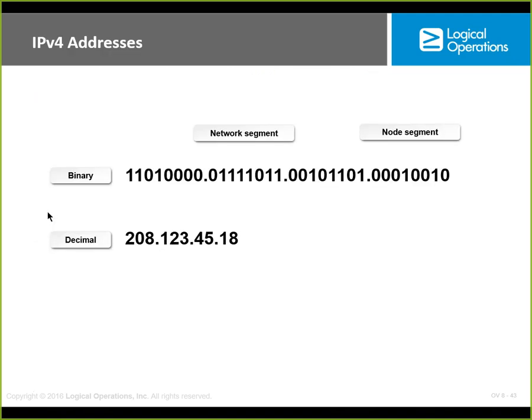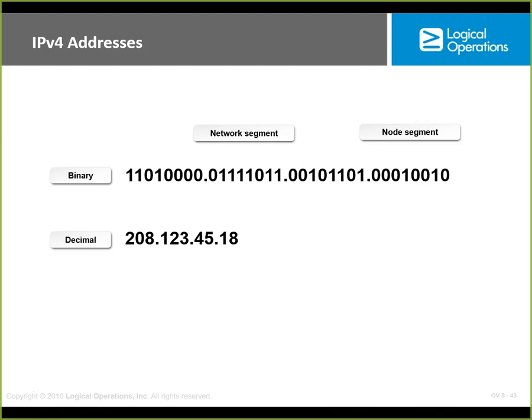IP address, the network segment. The next slide will show how we get this binary to decimal conversion. You have a binary to decimal calculator on Windows. The only problem is when you take these tests, they don't let you use that calculator.